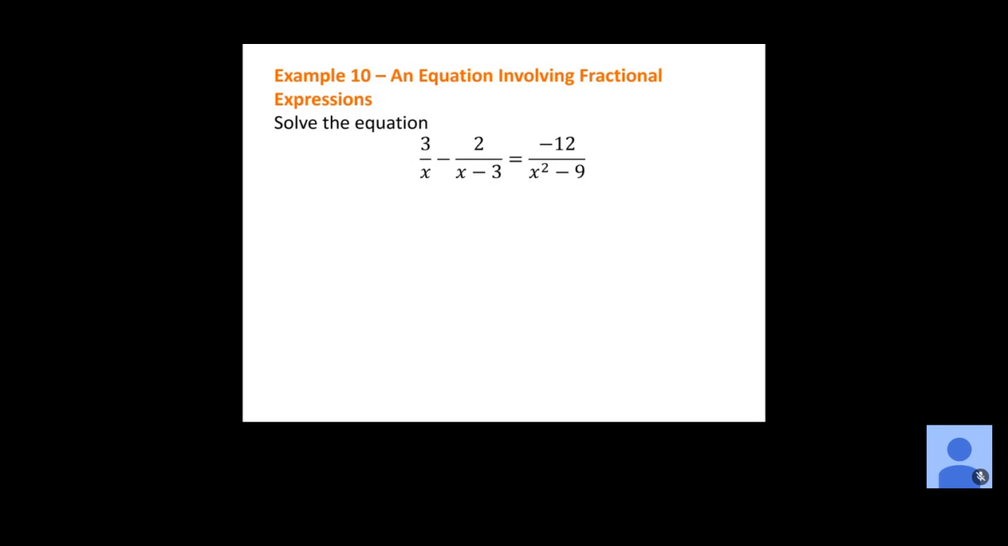Factor it, right? So how is x squared minus 9 going to factor? Good. It's a difference of squares, so we're going to get x plus 3 and x minus 3. So I'm going to rewrite this now as 3 over x minus 2 over x minus 3 equals negative 12 over x plus 3 times x minus 3.